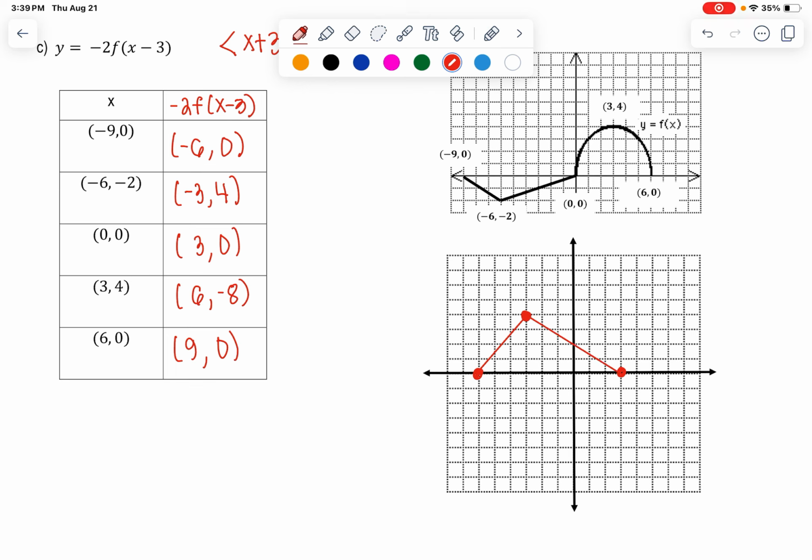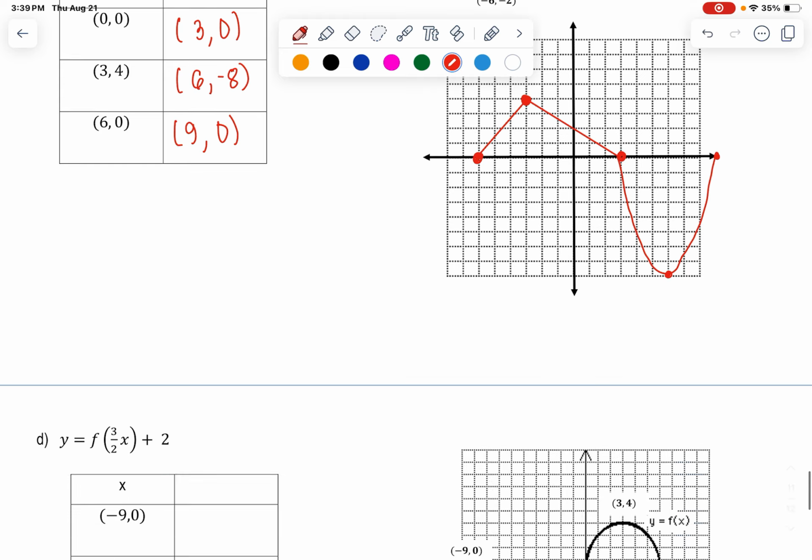6, negative 8 is right there. And 9, 0, which is just right off the graph. Oh, because that's 7, negative 8. I'm like, it feels a little crooked. 6, negative 8 is here. There we go. So there is that stretch to it that I'm feeling.